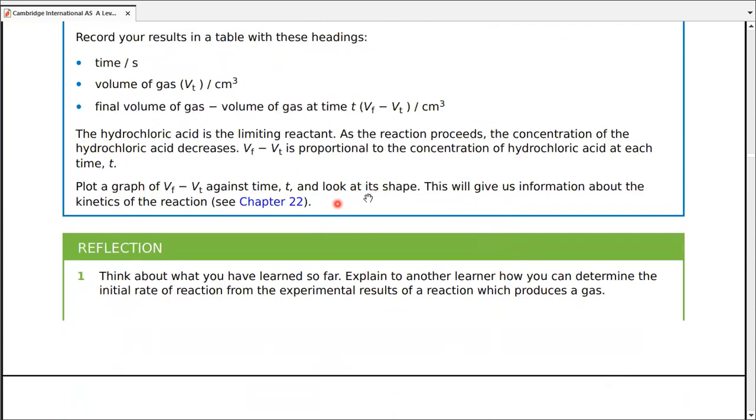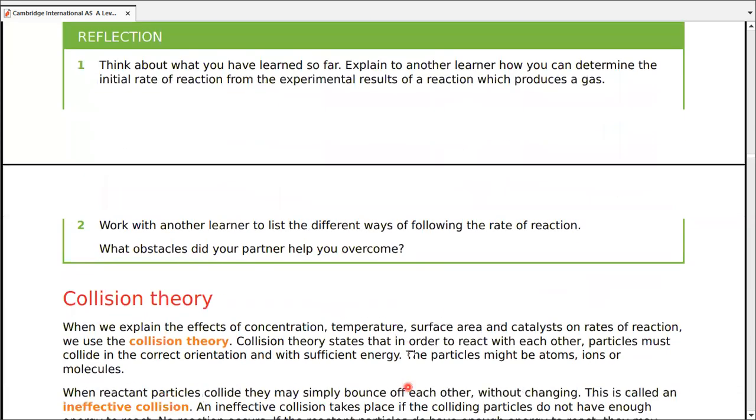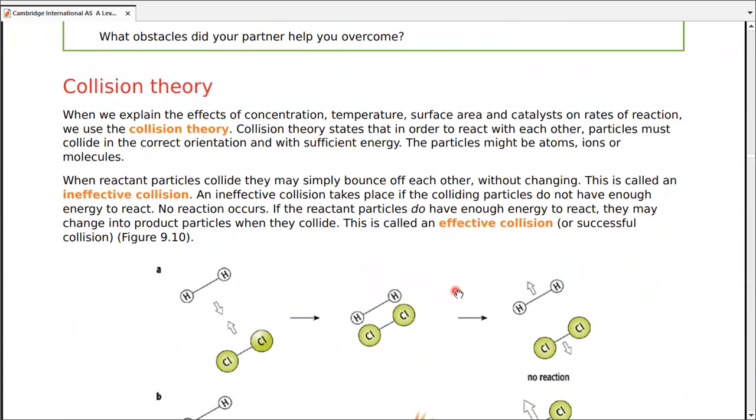This is kinetics of the reaction, chapter 22. Well, that's not a part of AS, so I'm really not jumping over to that point.